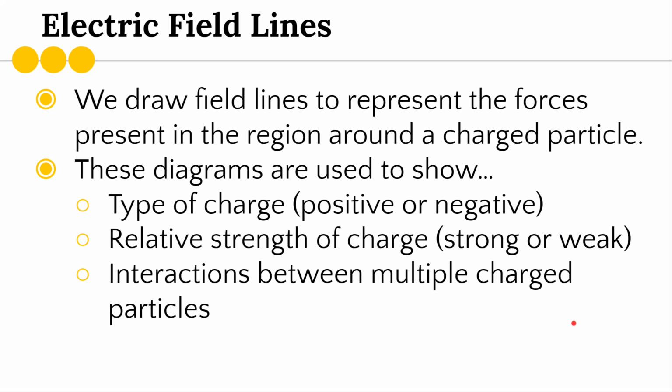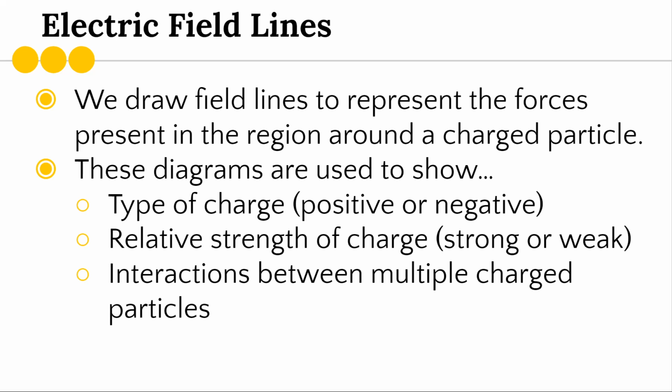All right, so again, we can draw field lines to represent the forces present in the region around the charged particle. These diagrams are used to show the type of charge. The way that we draw it can designate whether that charge is positive or negative. It can show the relative strength of the charge. Is it a strong field or is it a weak field? Is it really negative or just a little bit negative? So you can show that with our electric field lines.